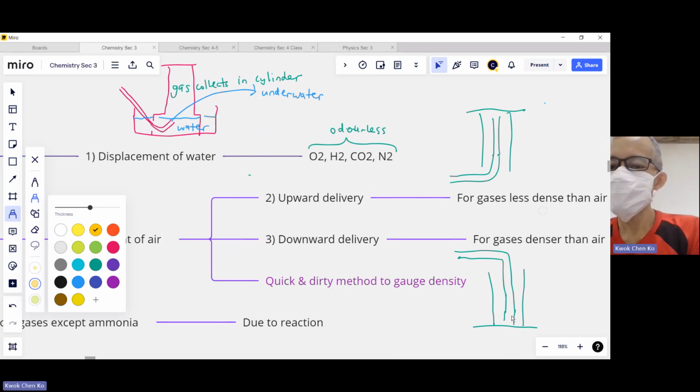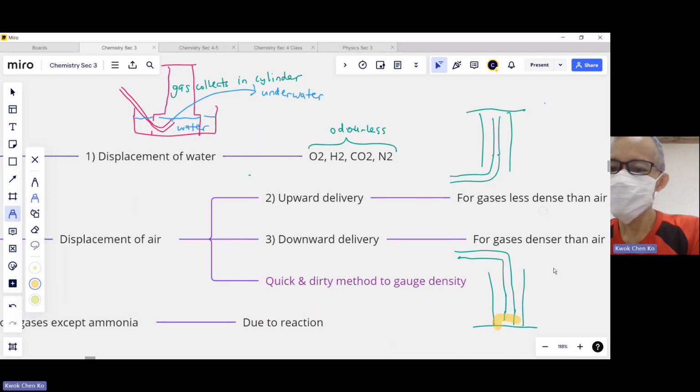Same thing, put the tube as low as possible in real life. Yeah. So of course the gases sink to the bottom. I think you can visualize that. Whereas the gas here will be floating right at the top.